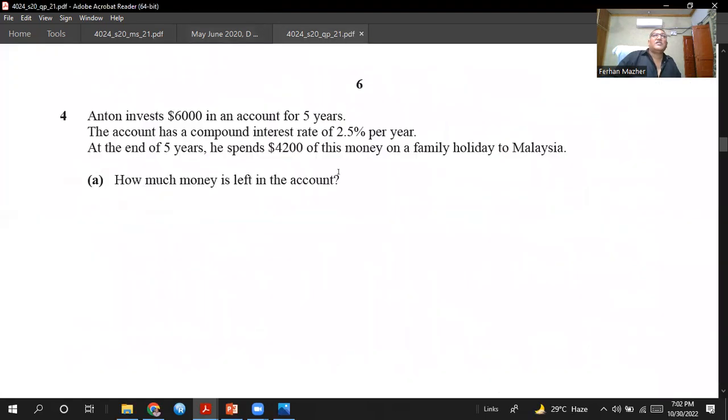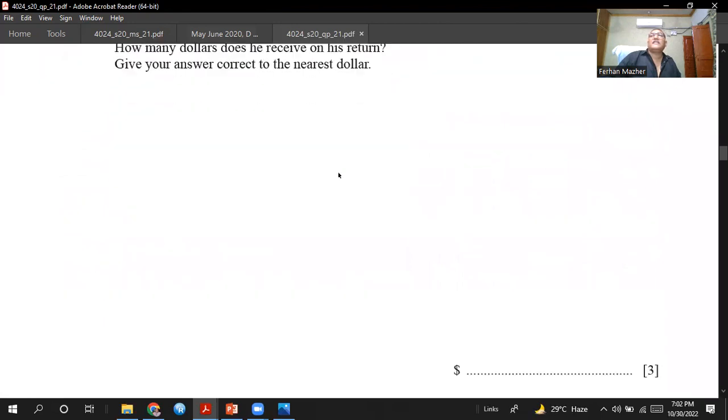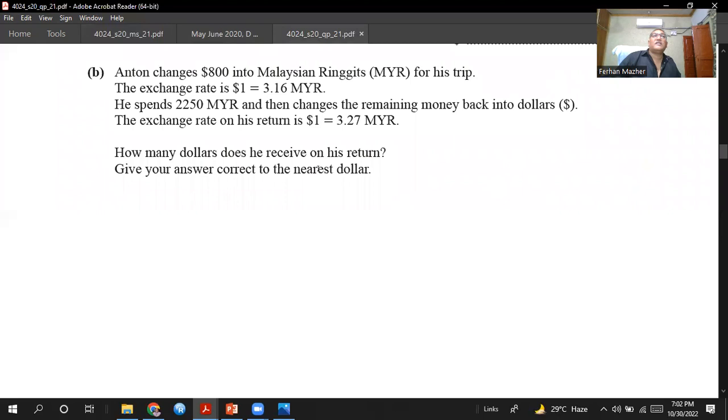So that was the A part. It was a 3 marks question. And then again, we have the B part of question number 4, a 3 marks question. Anton changes $800 into Malaysian ringgits for his trip. The exchange rate is $1 equals 3.16 Malaysian ringgits. He spends 2,250 Malaysian ringgits and then changes the remaining money back into dollars. The exchange rate on his return is $1 equals 3.27 Malaysian ringgits. How many dollars does he receive on his return? Give your answer correct to the nearest dollar.